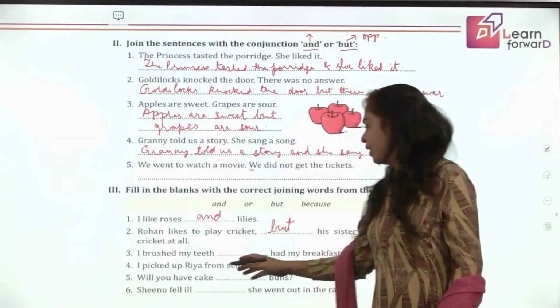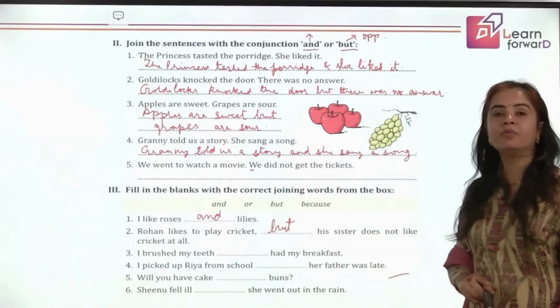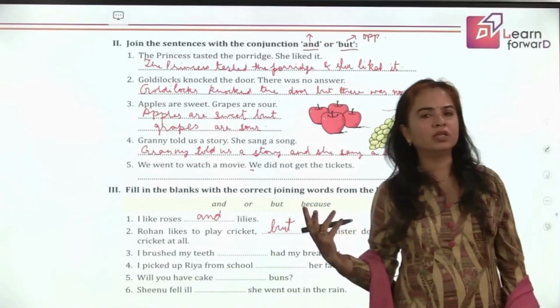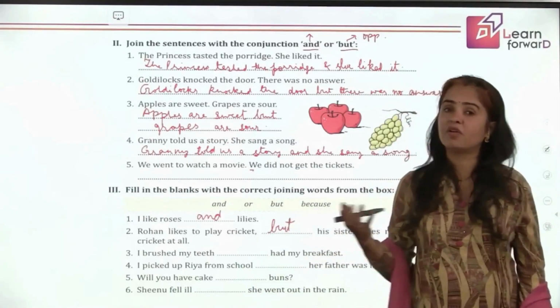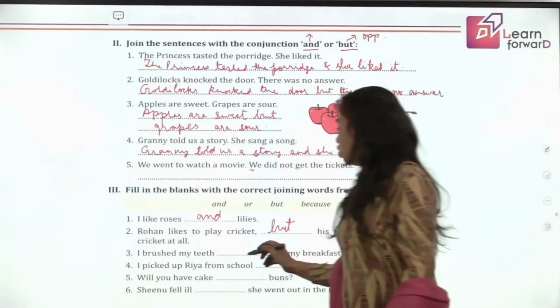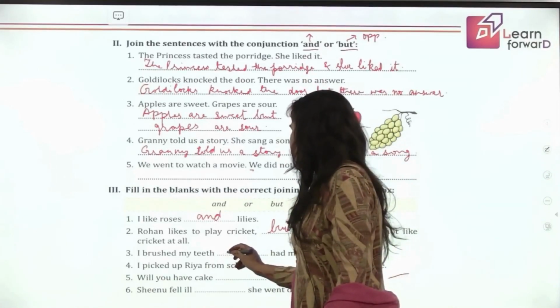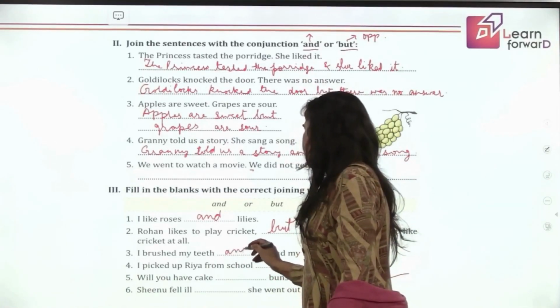I brushed my teeth, dash, had my breakfast. So do you think you did both the things together? Yes, after brushing your teeth, it was a holiday. So you didn't take a bath and you took your breakfast.